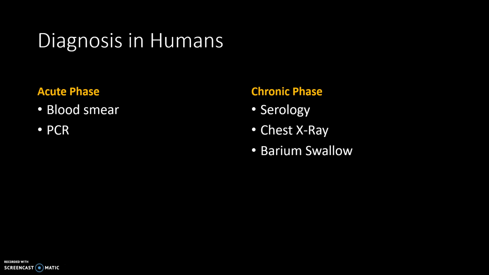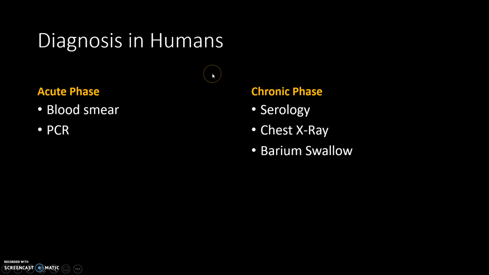So there are some ways to diagnose the disease in humans. For the acute phase, you get a blood smear, and what you do is you get a sample of the infected tissue and smear it on a slide and then look at it under a microscope. And then you can also use PCR to look at the DNA of Trypanosoma cruzi to see if it's there.